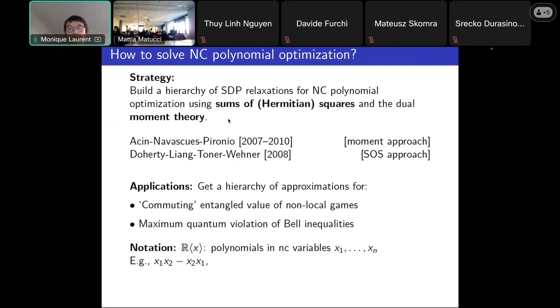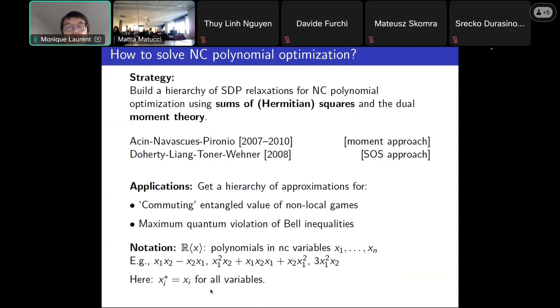Okay, so some notation. As before, this symbol denotes the set of polynomials in non-commutative variables x1 up to xn. So x1 x2 minus x2 x1 is a polynomial. It's not 0 because now it's non-commutative. This would be another polynomial, and this would be another polynomial, and this one is different from this one, even though they use the same letters with the same frequency. Here we deal with Hermitian matrices, so we assume xi star is equal to xi.